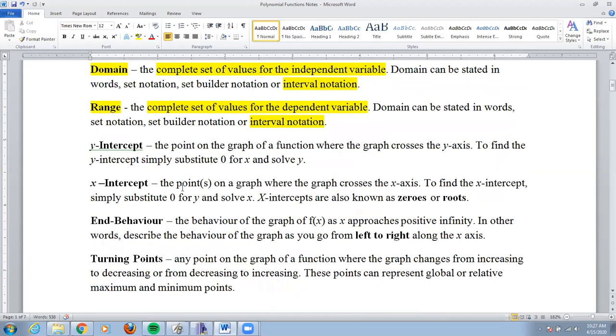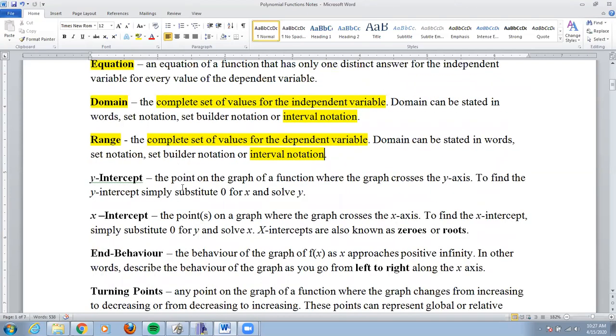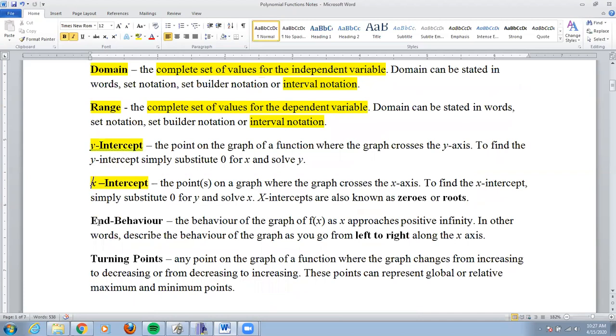Some key points on a graph: where the graph touches the y-axis, that's called the y-intercept. Where it touches the x-axis is called the x-intercept. The end behavior of a graph. The end behavior of the graph is basically the shape of the graph, how it behaves as it approaches infinity.